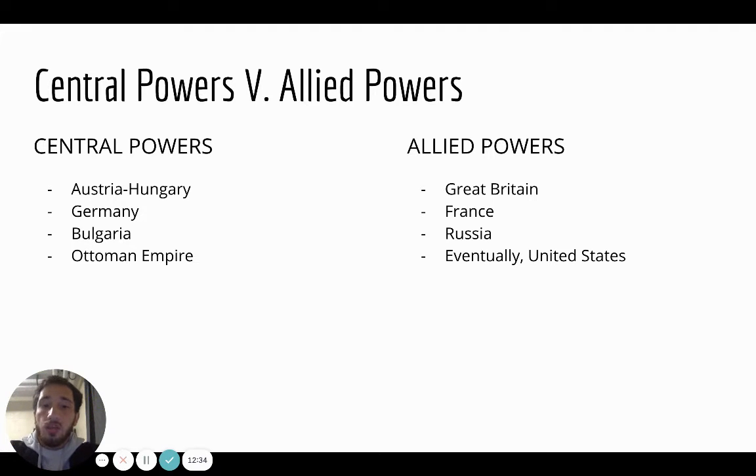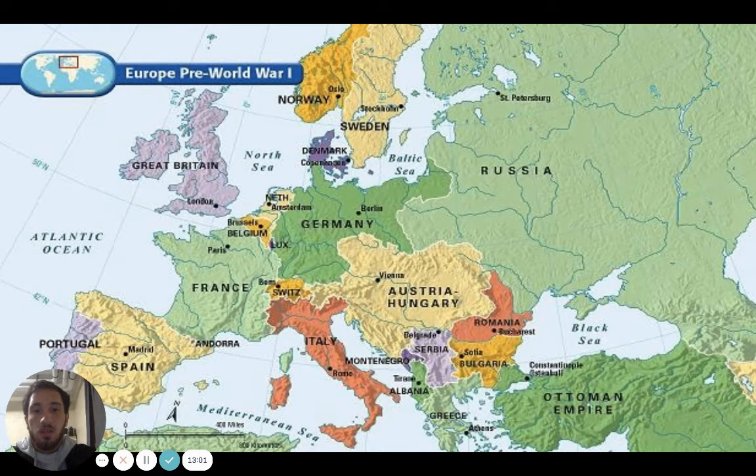And then on the other side, you've got Great Britain, France, and Russia, which are three main superpowers at this moment in time. Great Britain has one of the strongest navies in the world. France and Russia both have very strong military power and military might. And then eventually the United States will join. We do join later in the war, and we'll talk about that later on, why that happens and why the United States joins late.